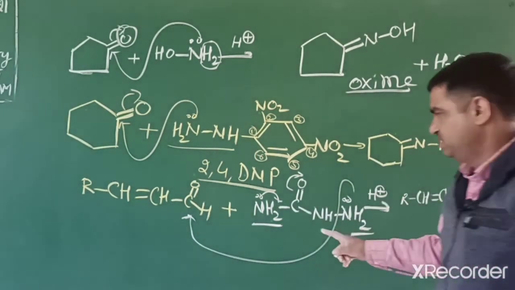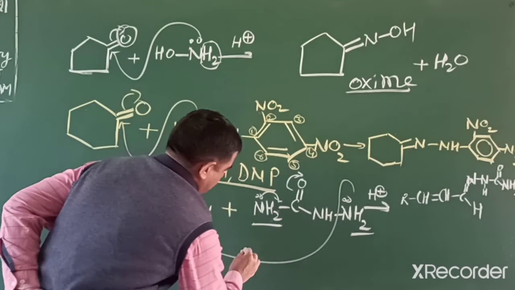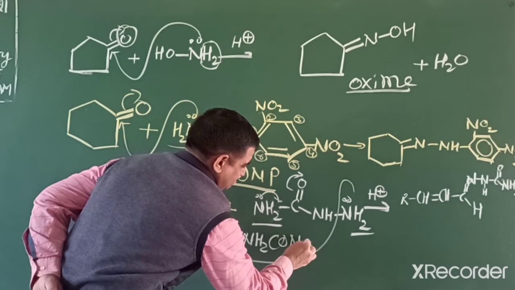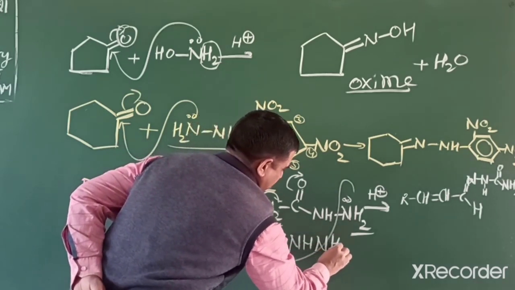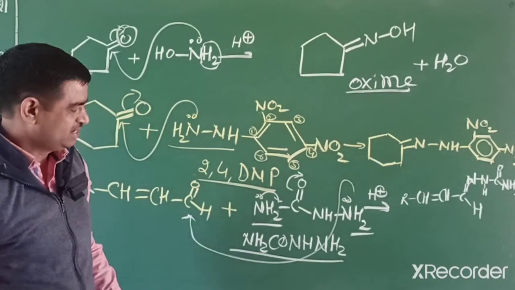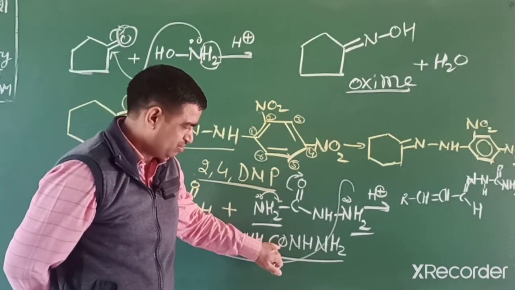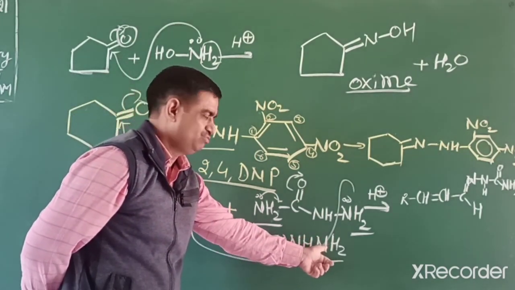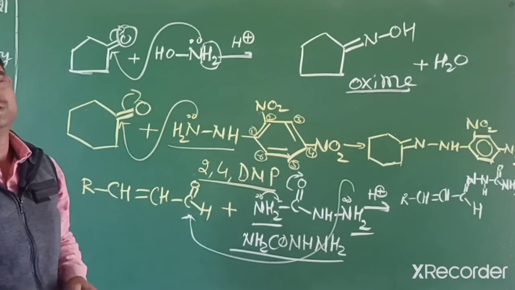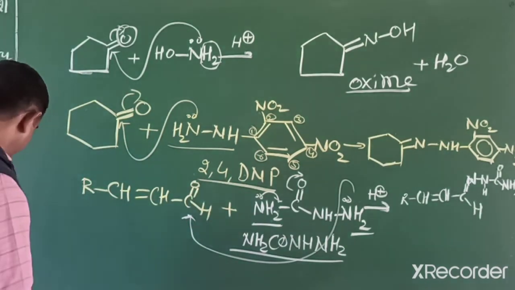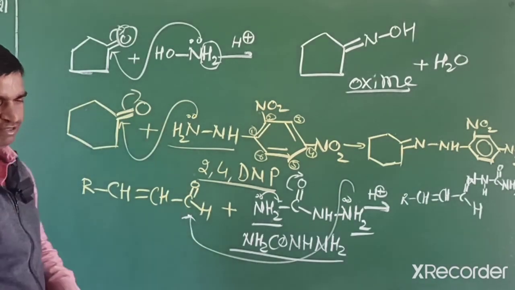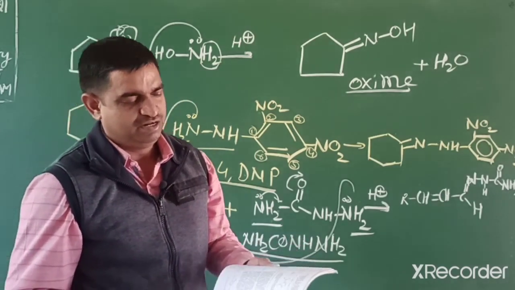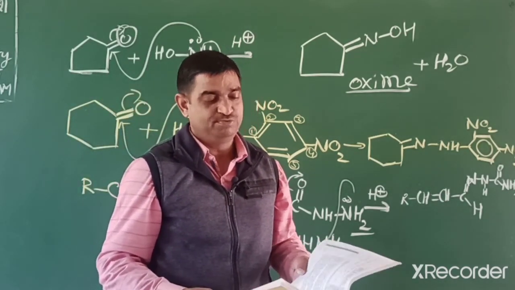Generally this product is written in this way, NH2CO, NH2 also. Sometimes it is written like this, NH2CO, NH2. So be careful, this NH2 removes the water molecule and the product is semicarbazone. The product name is semicarbazone. So in this way you can solve the problem, a very important problem.